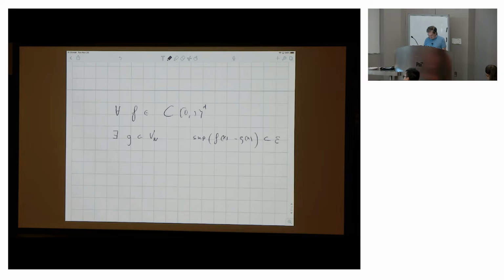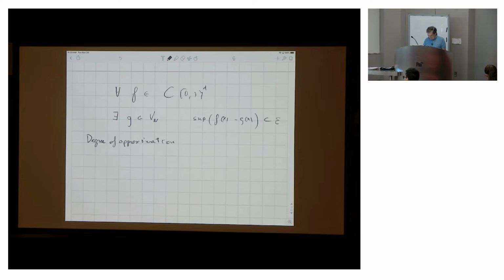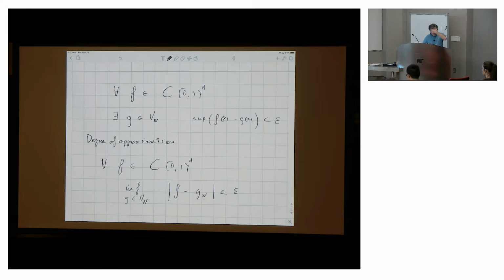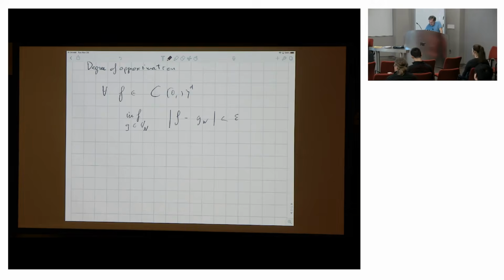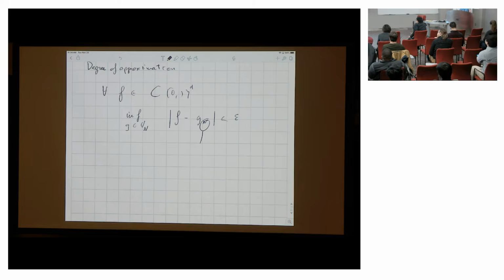And when I speak of degree of approximation, I'm asking again for this, and I'm asking how large is this, where this is the number of units in this network.